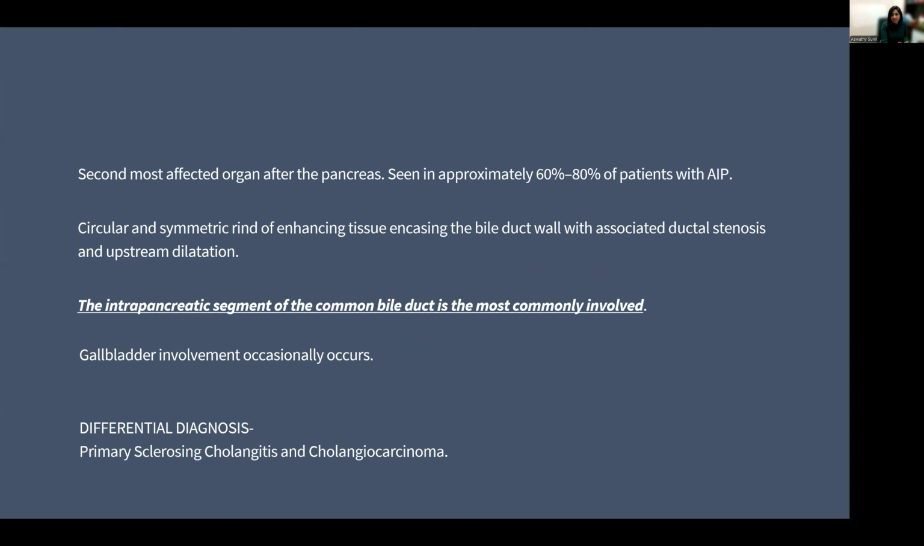We usually see a circular and symmetric rind of enhancing tissue encasing the bile duct wall with associated ductal stenosis and upstream dilatation. Most commonly, you see intrapancreatic segment of the CBD being affected. Gallbladder involvement can be seen. And the main differential diagnoses include primary sclerosing cholangitis and cholangiocarcinoma.